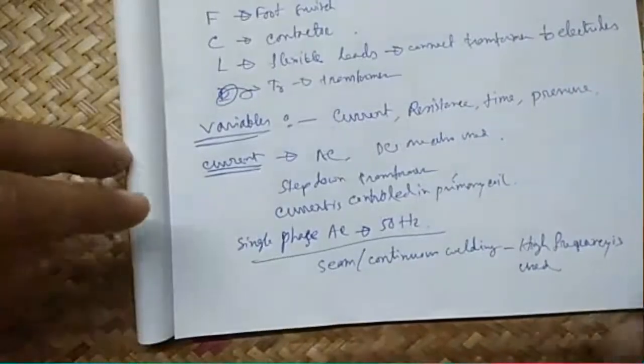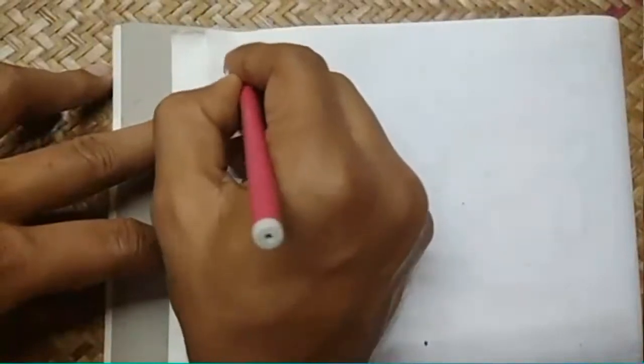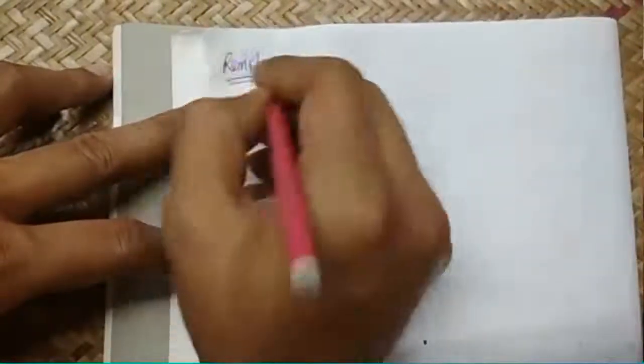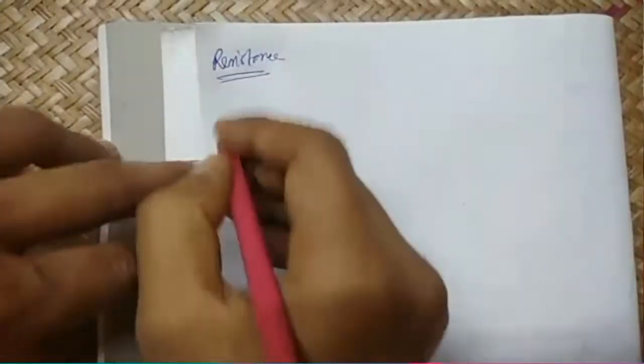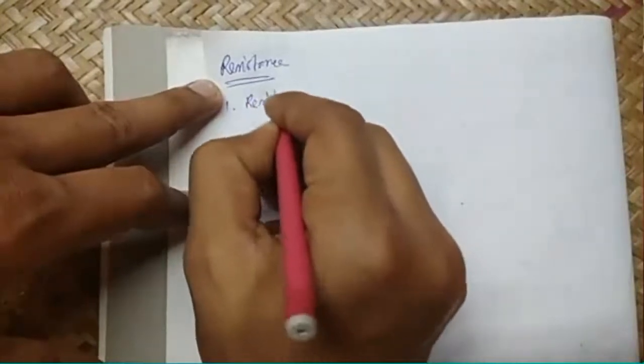Now we talk about resistance. There are three types of resistance working in the region. First one is resistance of the workpieces.